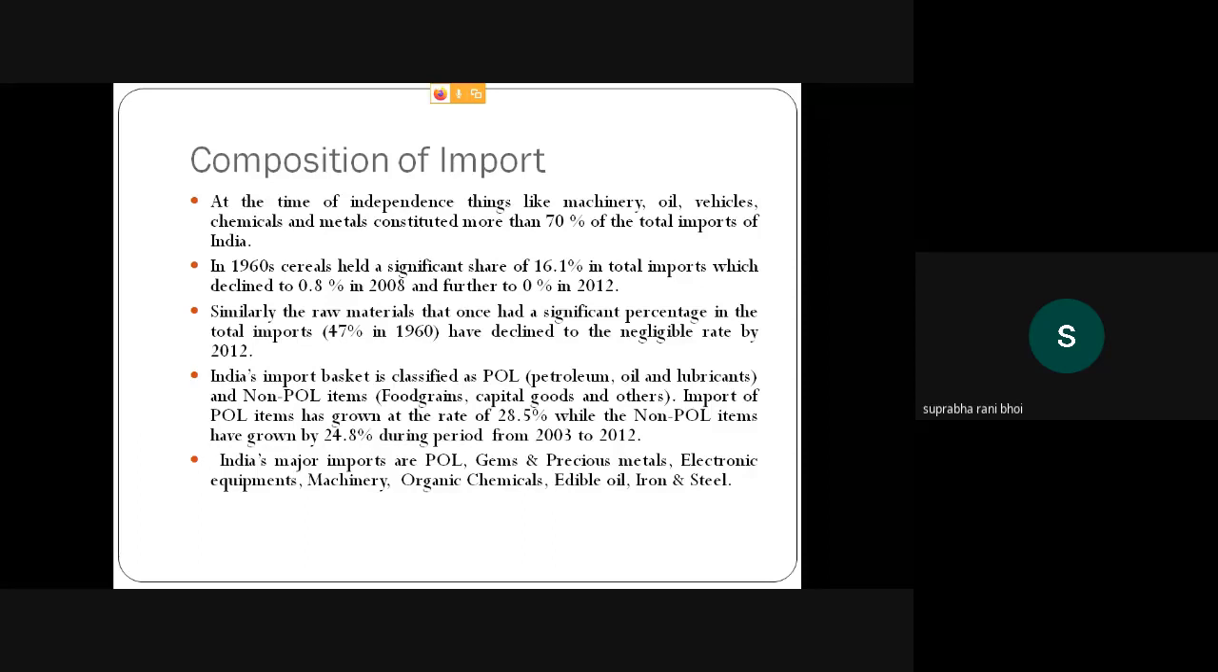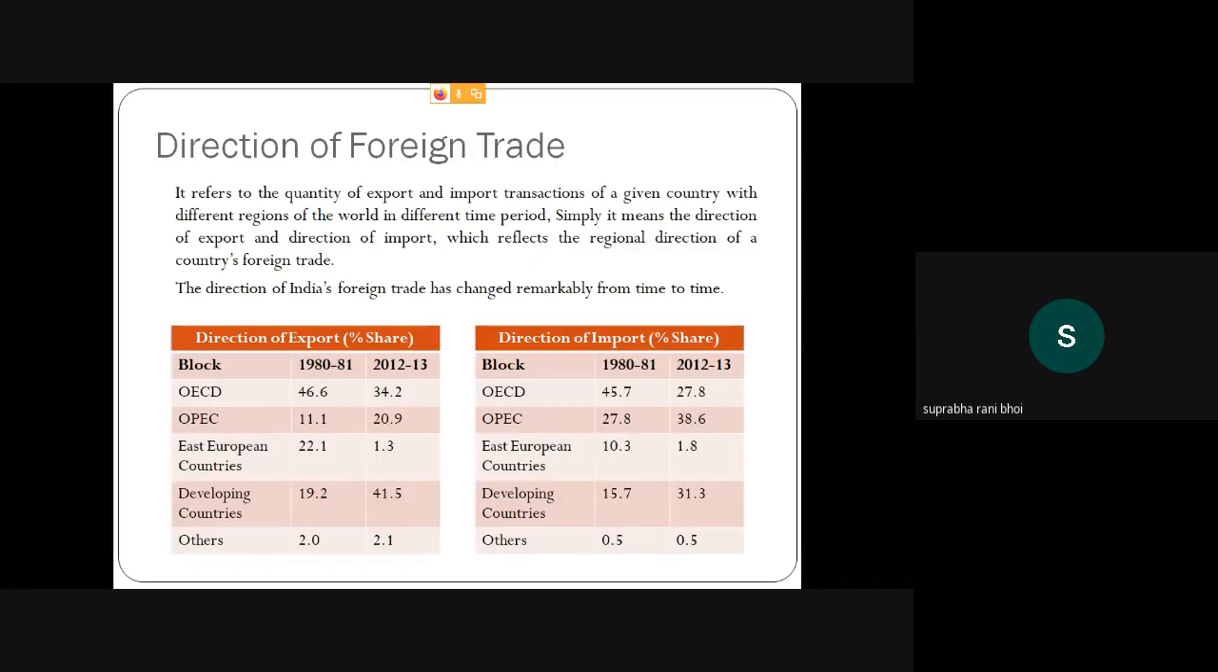We are importing machineries, organic chemicals, and another important import of India is edible oil. A huge amount of edible oil is imported from Malaysia and Singapore. Government has imposed some restrictions on that ground. We are also importing iron and steel. So all these are the composition of import. It represents that till date we need to produce varieties of goods, and we need to take strong steps to produce varieties of goods and services in our own country to fulfill the demands of our people. The next important point is direction of foreign trade.